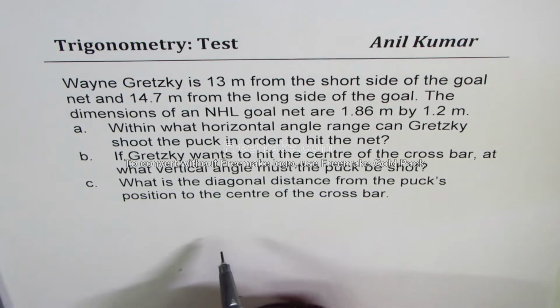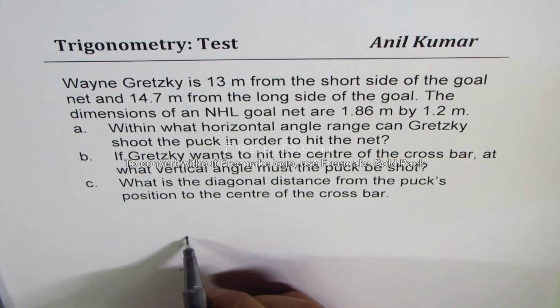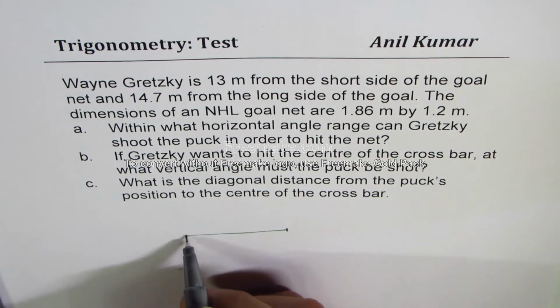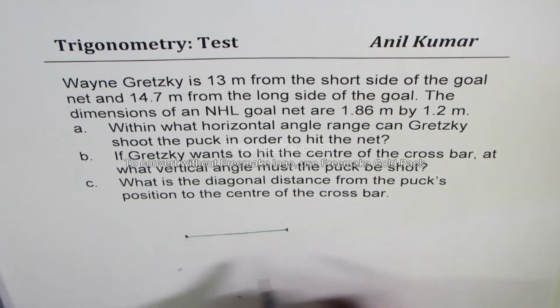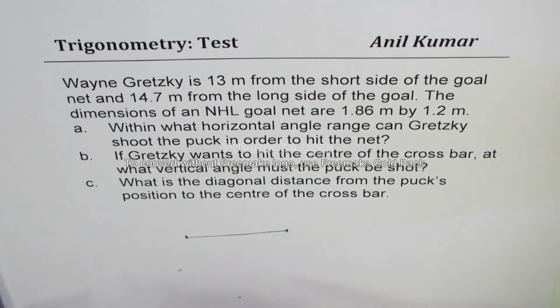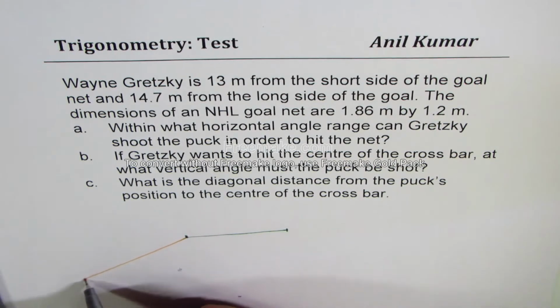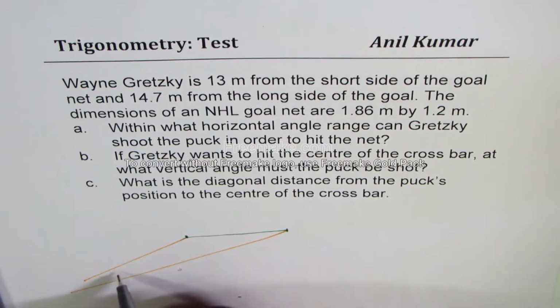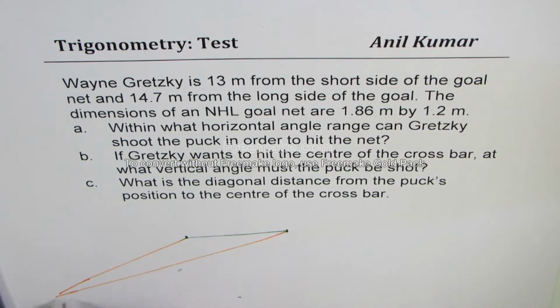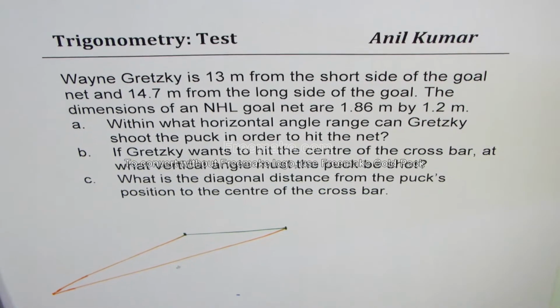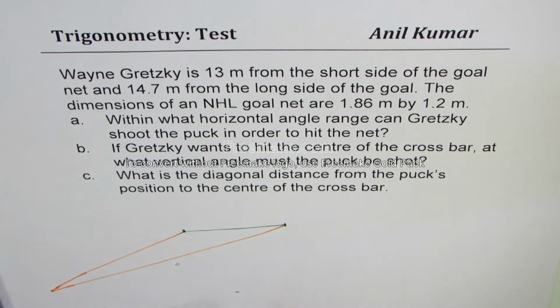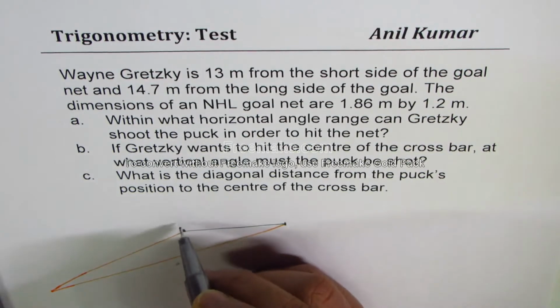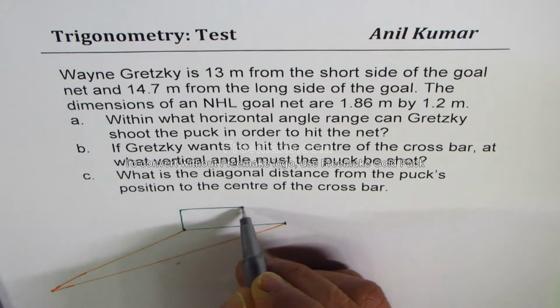So let me make a diagram here which can help you solve the question. Let's say that's the goal line and the position of Wayne Gretzky is shown like this. Let's say we'll just take this point somewhere here, and from the other line position, kind of like this. Somewhere like this. Now the height of the goal is like this.